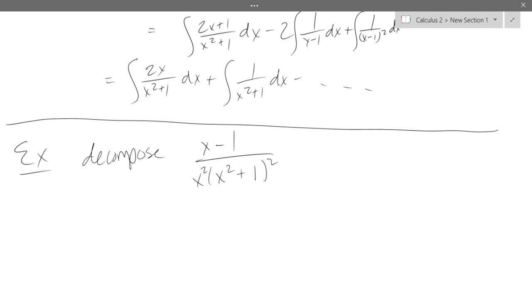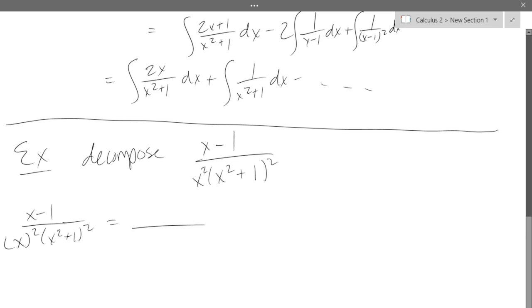So we have two types of factors in the denominator. We have just a single x and x squared plus 1. So all the forms that we need are going to be some either x squared or (x squared plus 1) squared. So first term we get, we'll just go A over x. So I need a degree 0 over the degree 1 right there. Now x doesn't just appear once, it appears x squared. So I have also an x squared term.